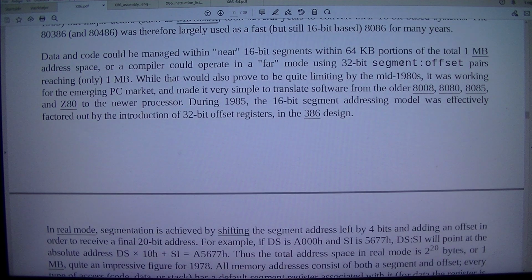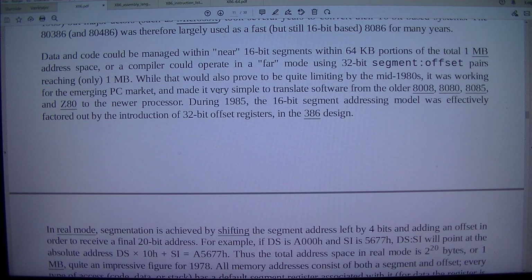Data and code could be managed within near 16-bit segments within 64 kilobyte portions of the total 1 MB address space, or a compiler could operate in far mode using 32-bit segment offset pairs, reaching only 1 megabyte. While that would also prove to be quite limiting by the mid-1980s, it was working for the emerging PC market, and made it very simple to translate software from the older 8008, 8080, 8085 and Z80 to the newer processor.